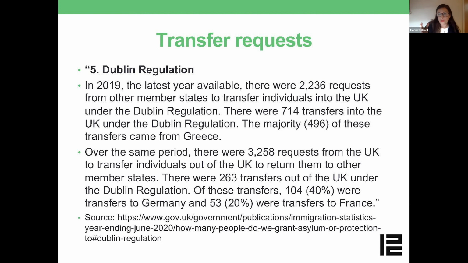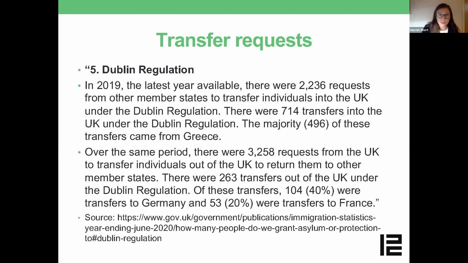Well, as an island in the north of Europe, it made significantly more requests to transfer out of the UK than requests it received. And you can see in these figures taken from the government's immigration statistics that there were 2,226 requests to transfer in, 714 actual transfers in, the majority are from Greece. There were 3,258 requests out and only 263 actual transfers out.